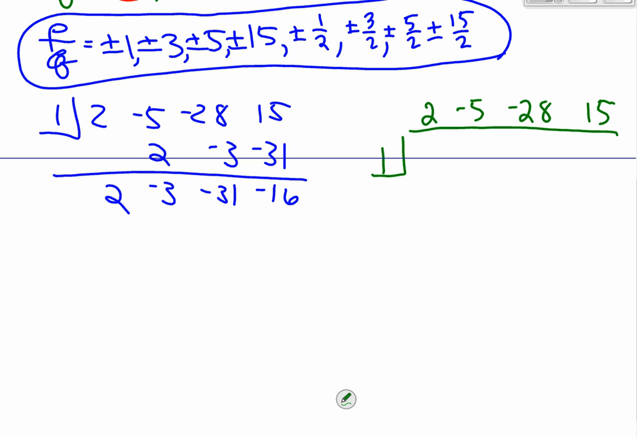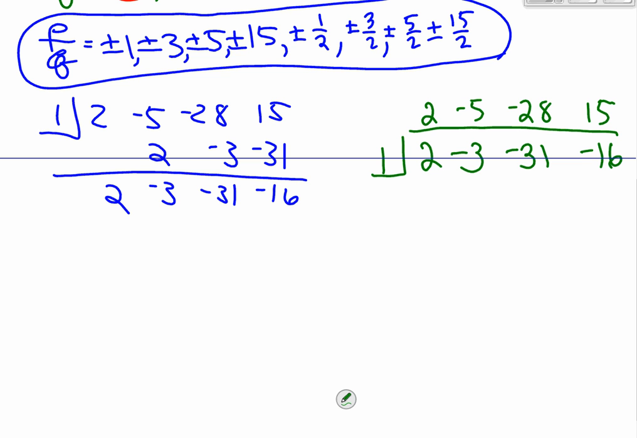So I still bring down 2, correct? So I bring down my 2, but then I just do a little more in my head or with a calculator. So 2 times 1 is 2. What's 2 minus 5? -3. So I'm just writing my answers. And then -3 times 1 is -3, minus 28 is -31. -31 times 1 is still -31, plus 15 is -16. So it's the exact same thing, it's just a little shorter.